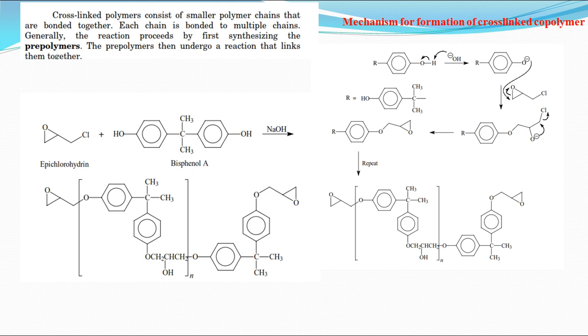Cross-linked polymers consist of small polymer chains that are bonded together. Each chain is bonded to multiple chains. Generally, the reaction proceeds by first synthesizing the pre-polymers. The pre-polymers then undergo a reaction that links them together. So the cross-linked polymers are prepared from the pre-polymers.